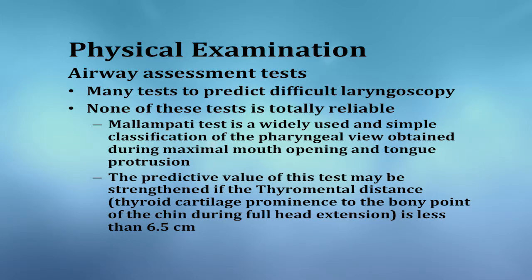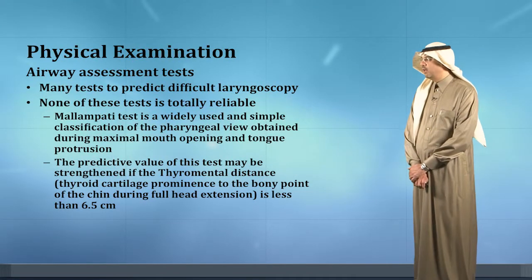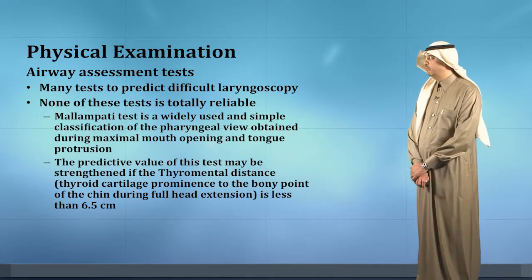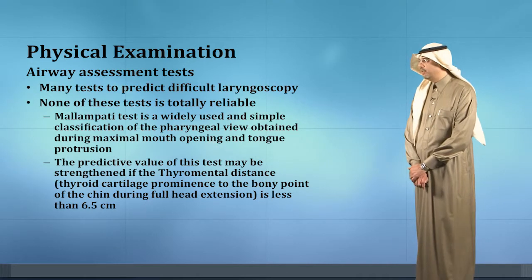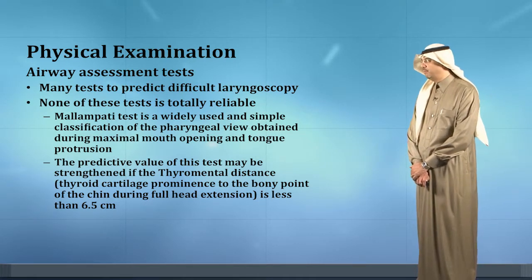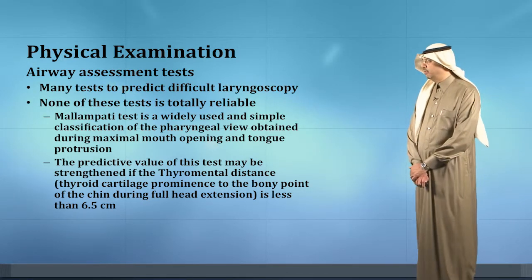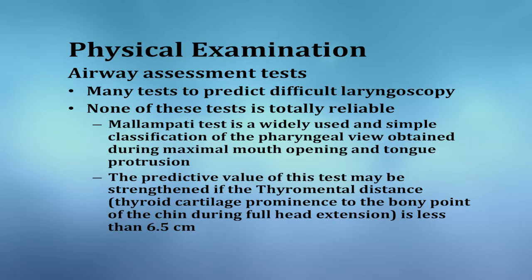Many tests can predict the difficulty of laryngoscopy. None of these tests is actually totally reliable. However, there is an important visual evaluation test called the Mallampati test, which is widely used and is a simple classification of the pharyngeal view obtained during maximal mouth opening and tongue protrusion. The predictive value of this test may be strengthened if the thyromental distance, which is the distance from the thyroid cartilage prominence to the bony point of the chin during full head extension, is evaluated.